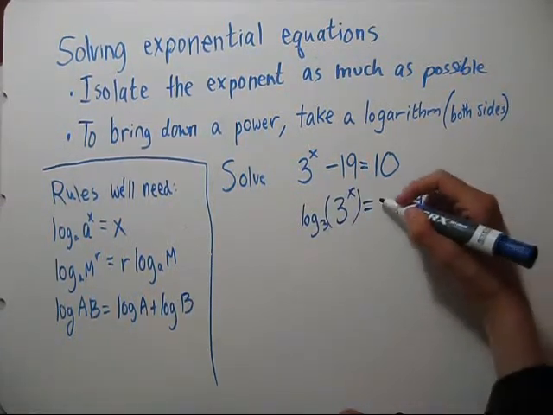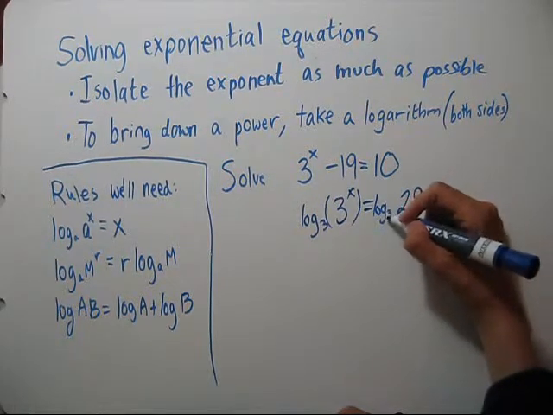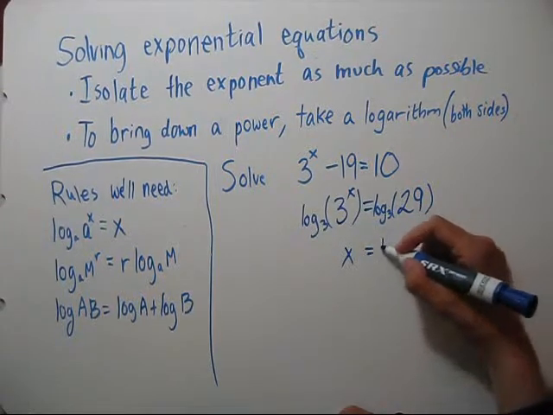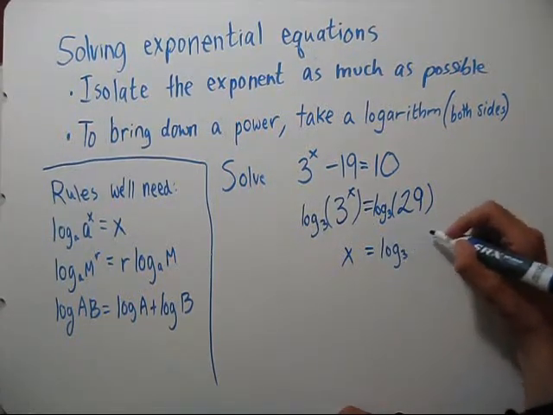of the 3 to the x. If we do it to one side, we better do it to the other. Log base 3 of 3 to the x is just x. So we get x equals log base 3 of 29.